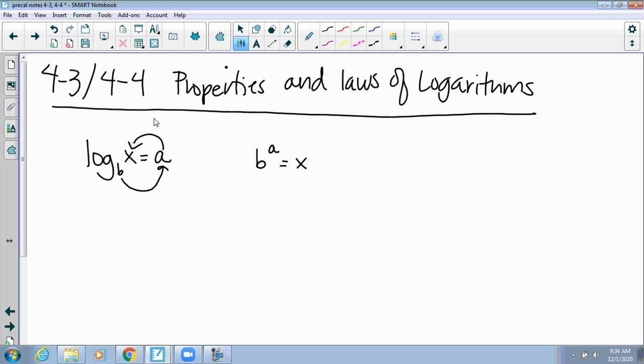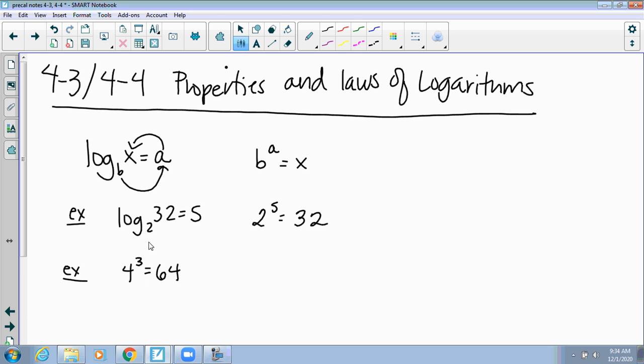So I'm going to do an example where we go from log form to exponential, and then I'll do an exponential back into log form. Two examples here. First one, we're going to write log base 2 of 32 equals 5 into exponential form. I'm just going to go in the same order. 2 to the 5th equals 32. Log form, exponential form. Now I'll go the other way.